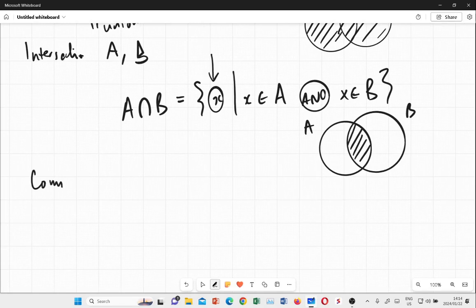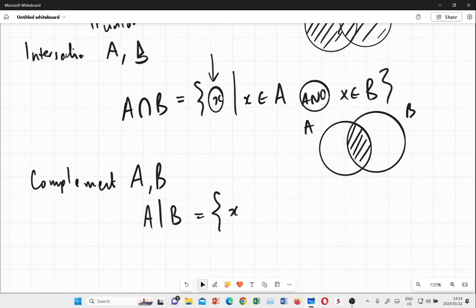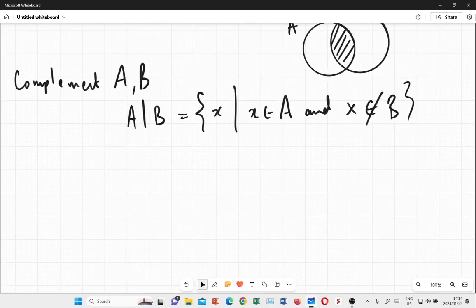And then the next one which we have is what is called the complement. Let's say I've got two sets A, B. The complement of A and B is like the subtraction. So this is like the subtraction of two numbers. So I can subtract set B from A. So this consists of all the elements X such that X is in A, but X does not belong to B. So this is the idea of the complement of two sets.